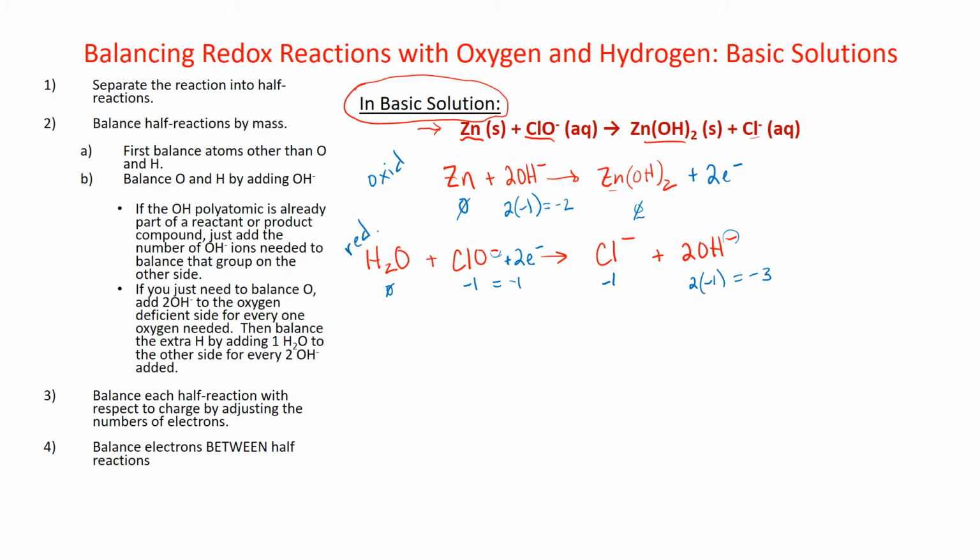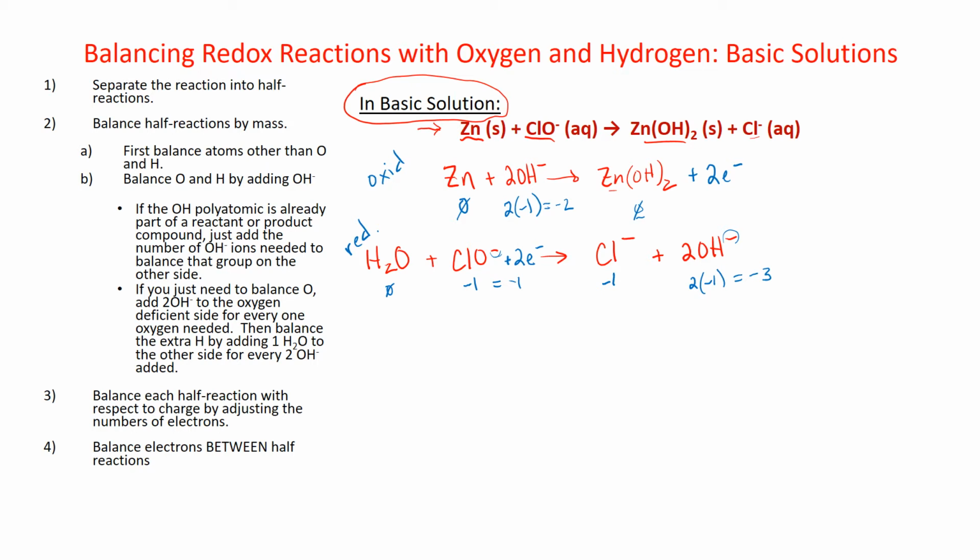So I've gone ahead and labeled them here. This is the stage where you can start labeling once you've added in your electrons. Oxidation is always the half reaction that has electrons on the product side. Reduction is always the half reaction that has the electrons on the reactant side.